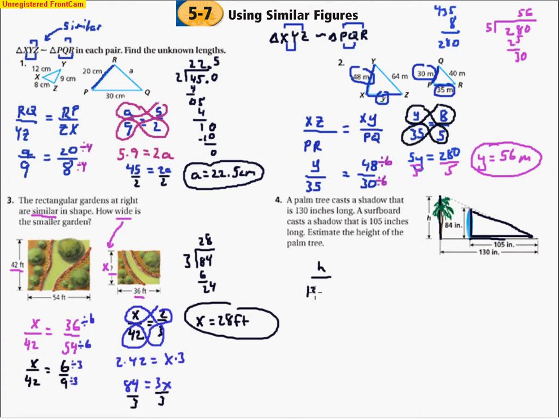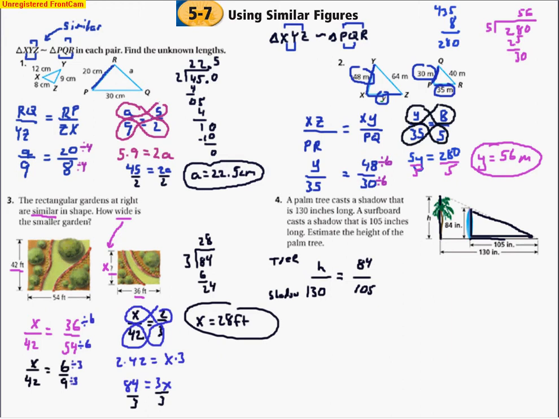Let's do it this way. There's a few different ways to set these up. This is one way you can do it. H to 130. That's the distance all the way across. That's the tree and its shadow. Since I'm starting with the tree, that means I need to write its shadow. So again, I'm doing tree to shadow. So I'm doing the shadow on the bottom of the fraction each time. So surfboard here, we know it's 84. Shadow, 105. And so now we're ready to solve.